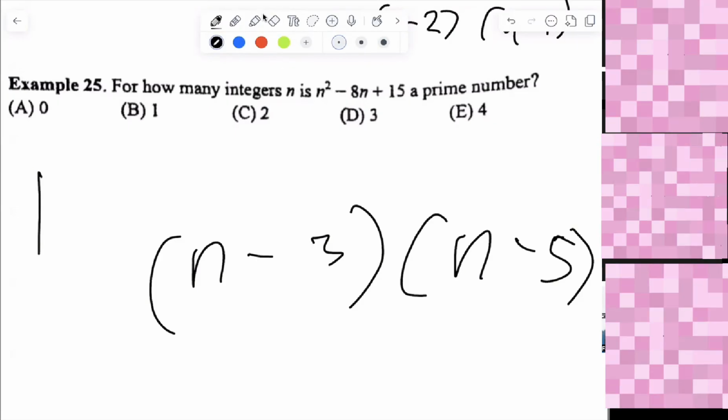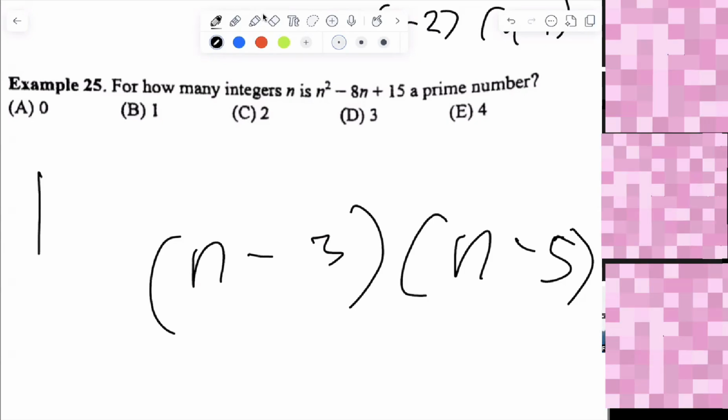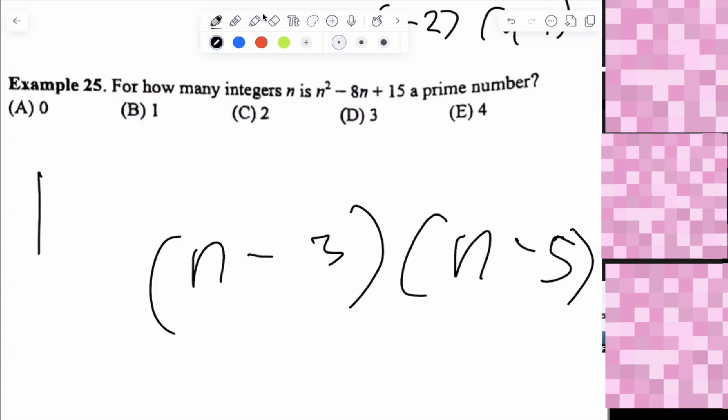Alright, so what happens when it's negative? There's a specific range that you must have in order for it to work. Why? Because otherwise it's going to be messed up. It's going to be like the positive cases.